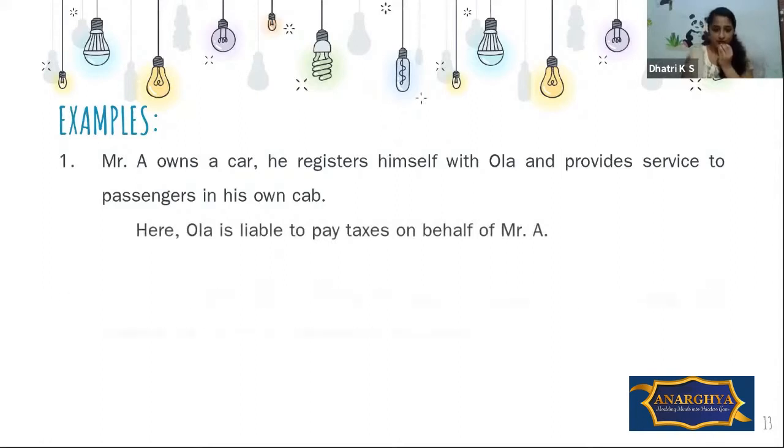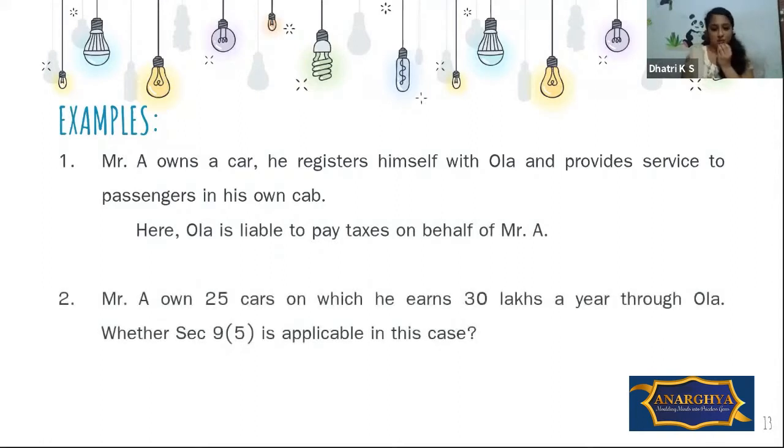Next, we'll see one more example. Mr. A owns 25 cars on which he is earning 30 lakh rupees per annum. Whether Section 9, Subsection 5 is applicable in this case? The answer is yes, because the limit of turnover, that is Section 22, Subsection 1, comes into picture only in case of accommodation services and housekeeping services. In case of transportation services, Ola itself is liable to pay taxes.